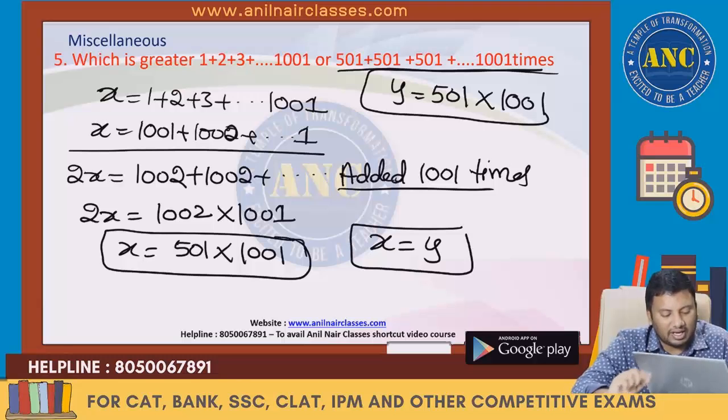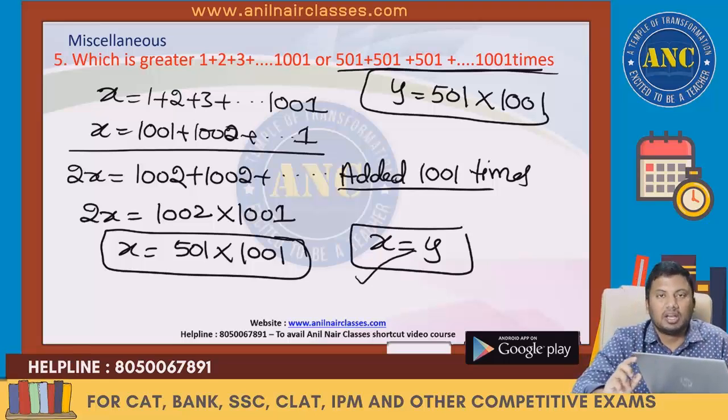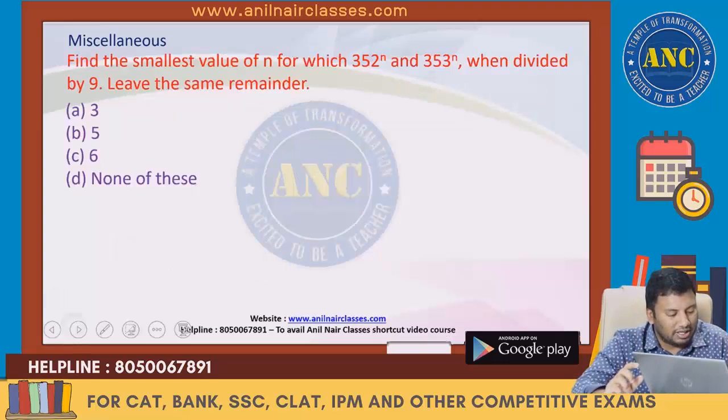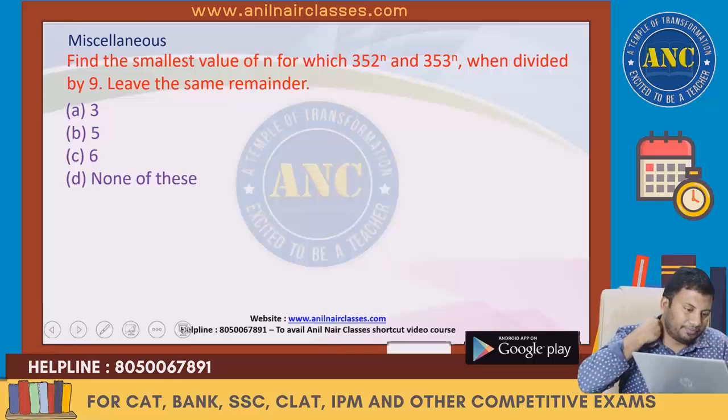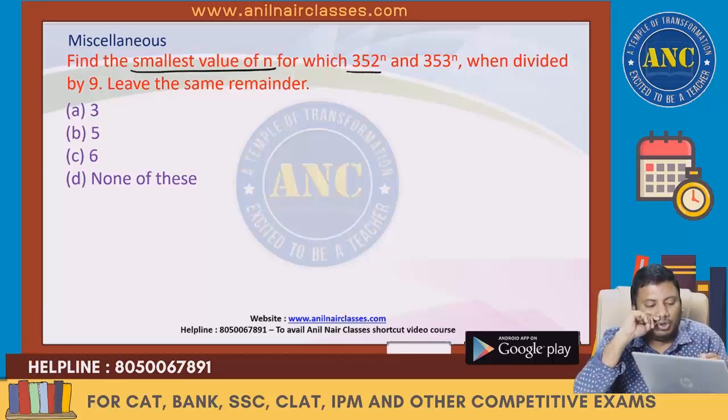x is 501 into 1001. So x and y both are equal. I hope another comparative based problems, it is clear to you. Next one. Find the smallest value of n for which 352 power n.